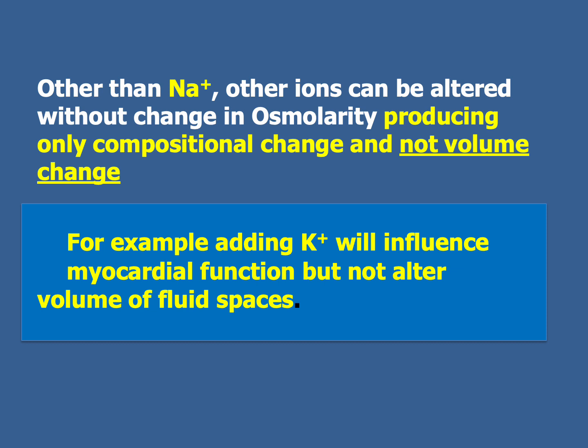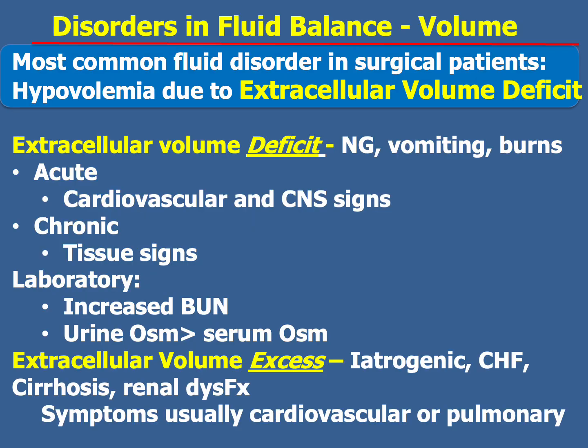The most common fluid disorder in surgical patients is hypovolemia due to extracellular volume deficit. Extracellular volume deficit can be the result of nasogastric tube drainage, vomiting, burns, peritonitis, blood loss, and others. Acute volume deficit: the signs and symptoms are cardiovascular signs of tachycardia, hypotension, and low urine output. For chronic volume deficit, dry mucous membranes and loss of skin turgor are seen.